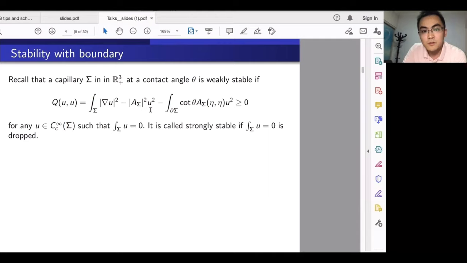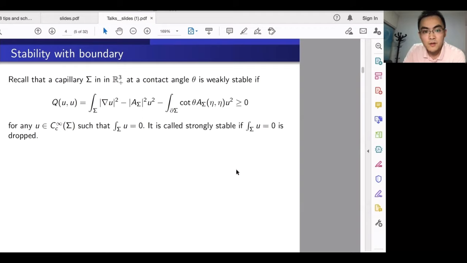So the interior integral is the same as before, but now we have a boundary integral. When theta is a fixed angle, cotangent theta is a constant, and A sigma eta eta is the second fundamental form of the surface in the direction of eta. So this term A sigma eta eta doesn't have a definite sign along the boundary of sigma. That might cause trouble in our proof, so please keep that in mind. And if we drop this extra condition that U has zero integral, then we say sigma is strongly stable as before.